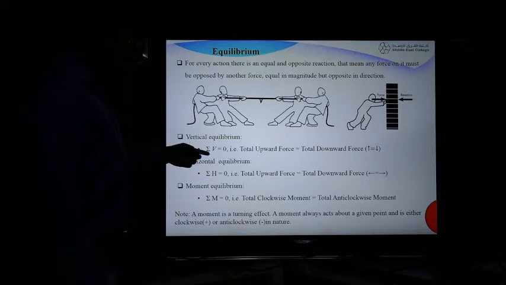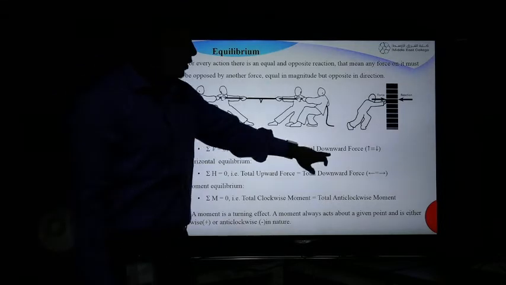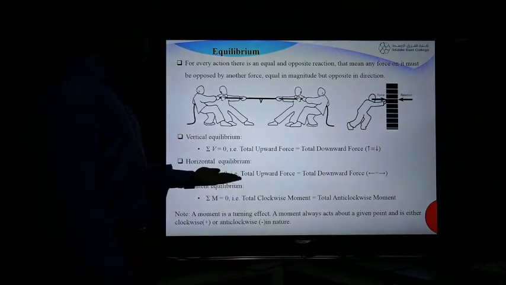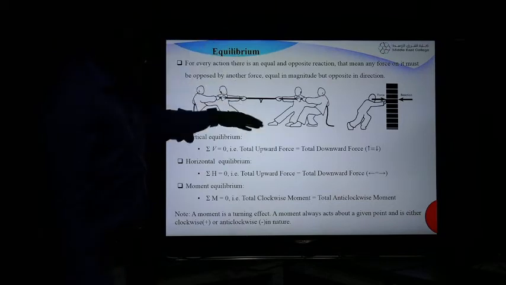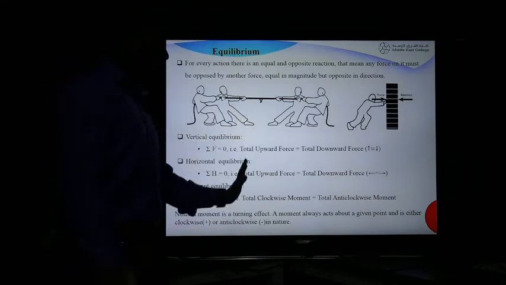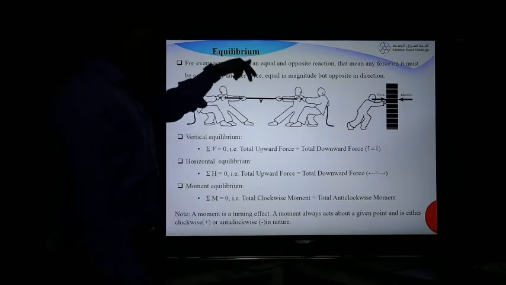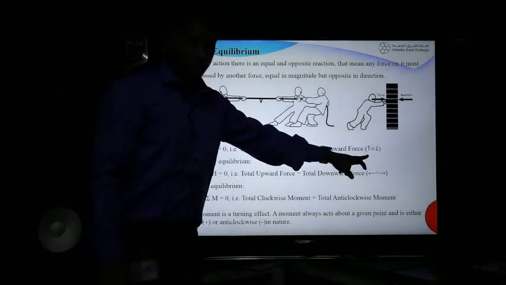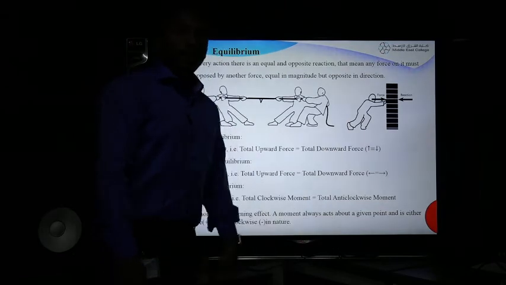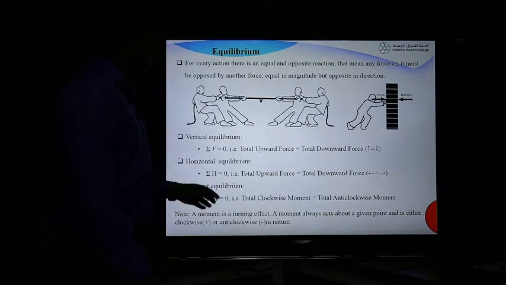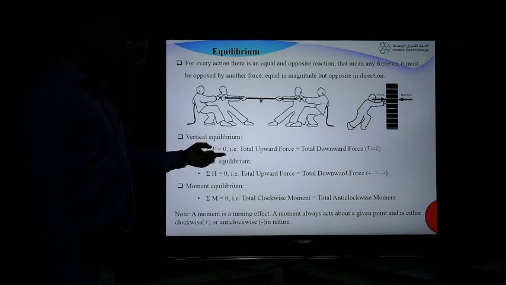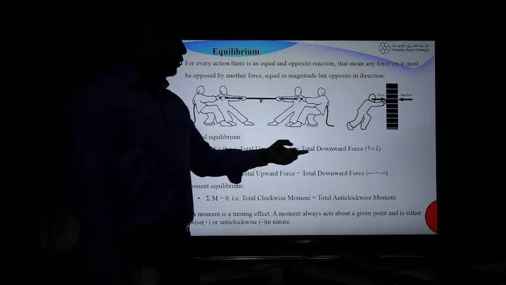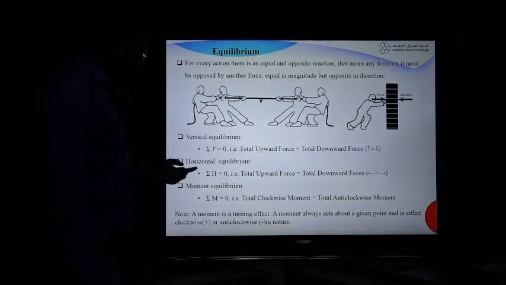Vertical equilibrium, that is sigma V. What is sigma V? In the vertical direction, the total upward force is equal to the total downward force. Whatever force is applied from the top, the reaction happens from the downward force. If you have an upward force, there will be an equal opposite force. So these two are the same, and we say that sigma V is equal to 0. Total upward force is equal to total downward force.